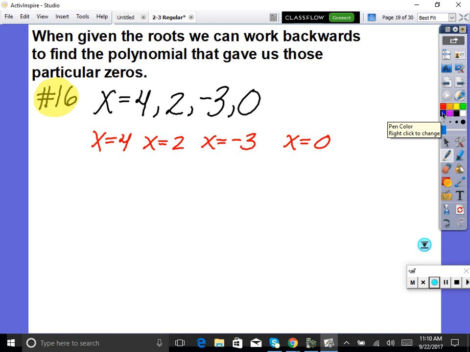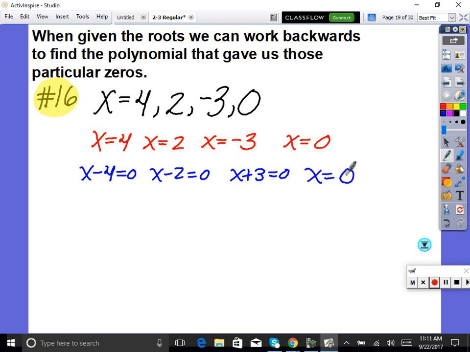Let's work backwards. Subtract 4, right? x minus 4 equals 0. Subtract 2, x minus 2 equals 0. Add 3, x plus 3 equals 0. And then look, we're not going to go minus 0. Let's just keep it x equals 0, everybody, the same thing as x minus 0.